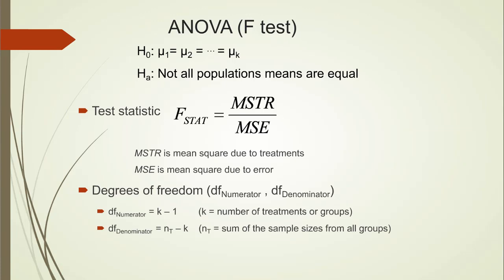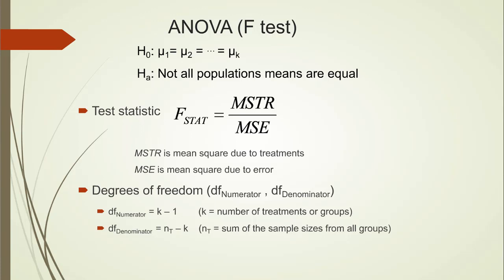Let's summarize the ANOVA test in this slide. The null is all means are equal, and the alternative is not all means are equal. The test statistic is an F ratio, which can be computed using the ratio between MSTR and MSE. The F distribution is another distribution. It looks a little bit like a chi-square distribution, but with two different sets of degrees of freedom. The first degrees of freedom is called the numerator degrees of freedom. That is the degrees of freedom for the numerator of the ratio, so that is due to the treatments.